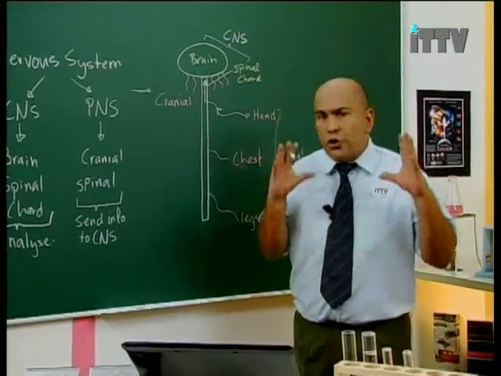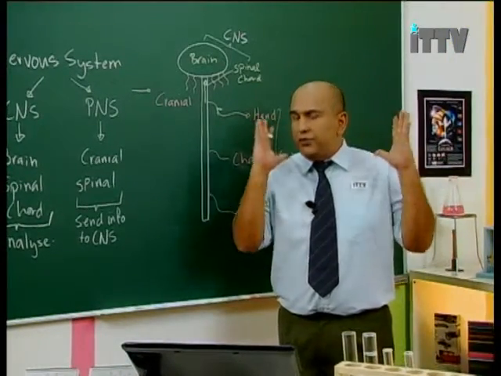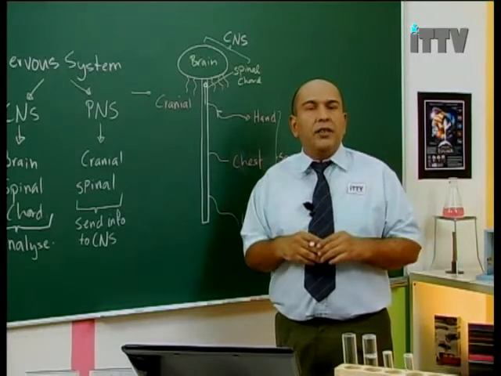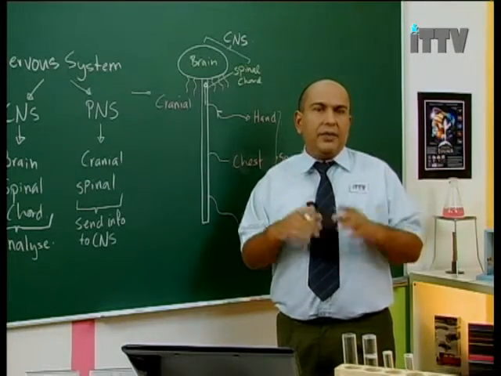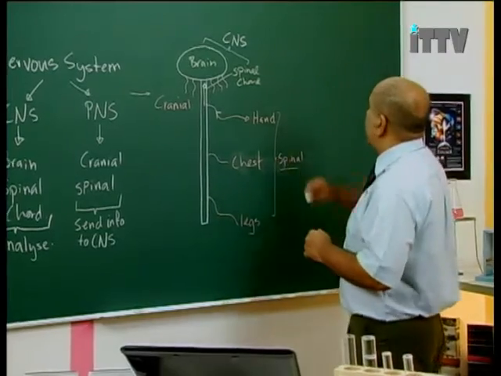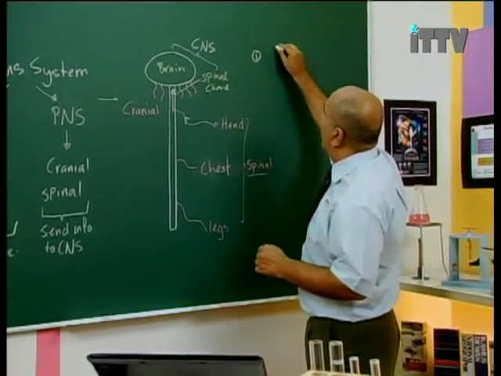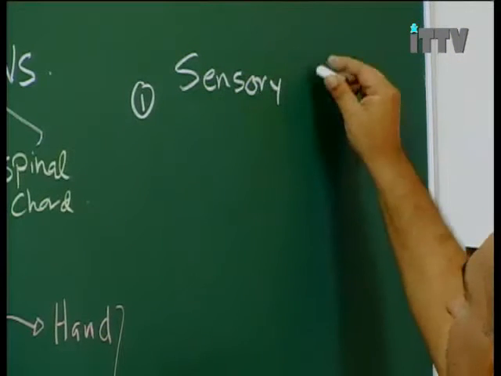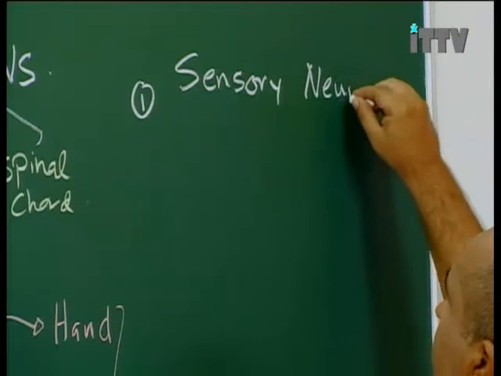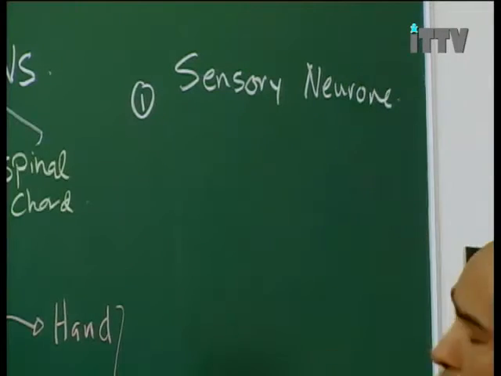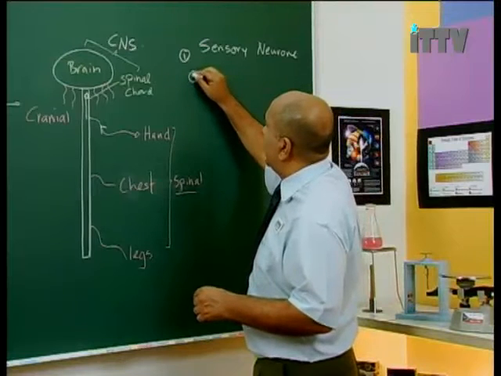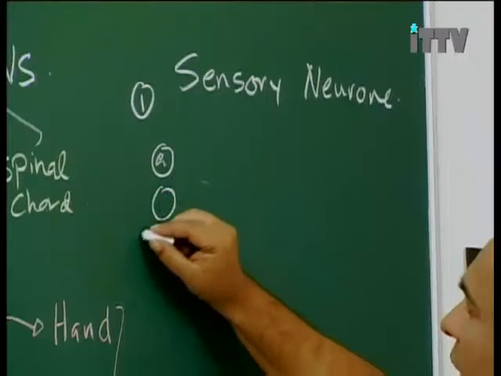You must know the structure of the three main types of neurons because it's very important that you recognize them in examinations. So let's look at the first one, which is called the sensory neuron. In its basic form, it starts over here at the receptor.